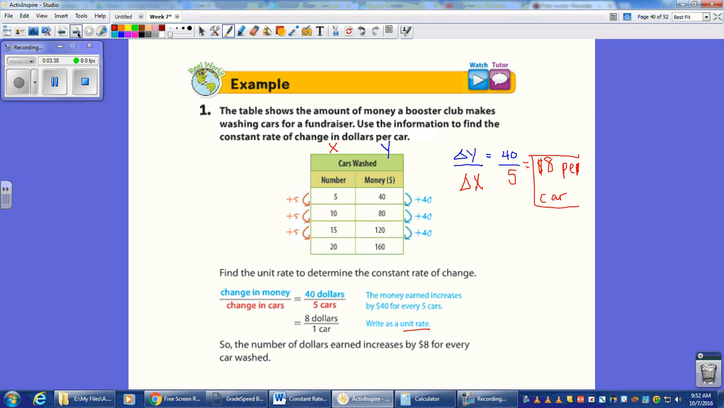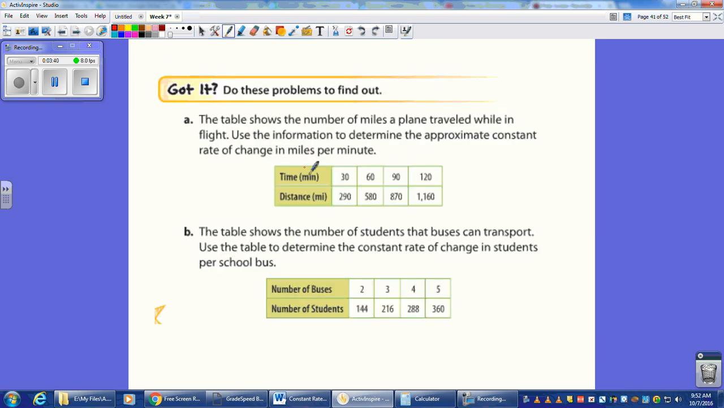Looking at this one, we'll go through the second one actually. This one is very similar. Basically, we have to find the change. Oh, I forgot to label. This is our x, and this is our y. To get from 2 to 3, we added 1. To get from 3 to 4, we added 1. To get from 4 to 5, we added 1.